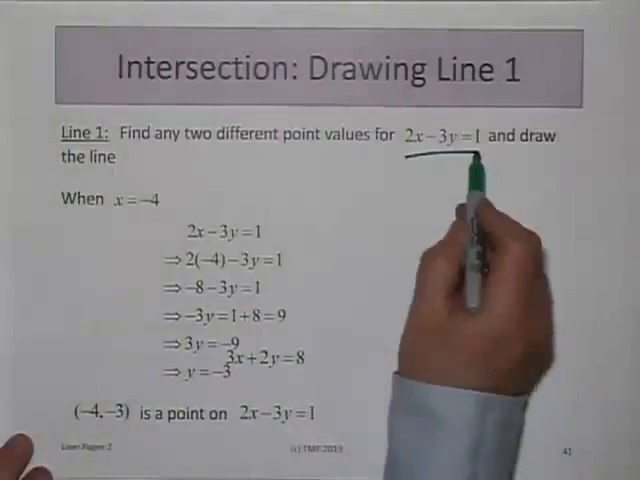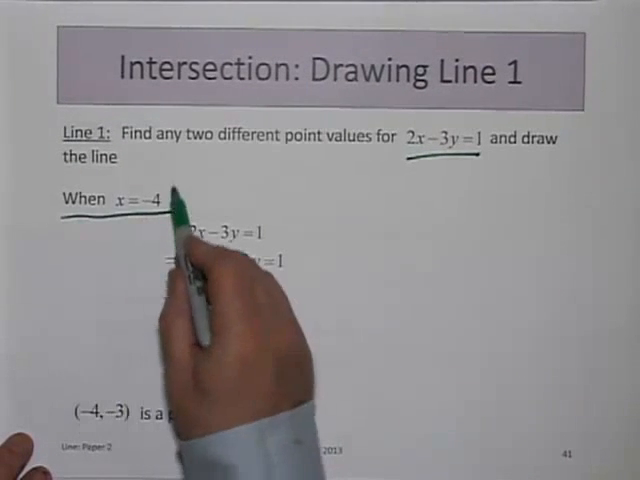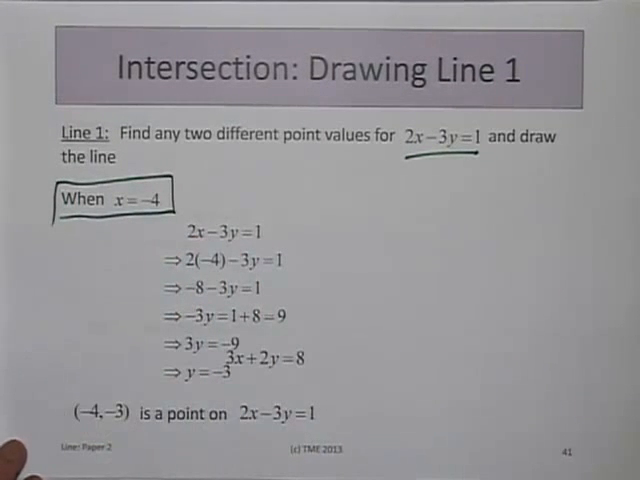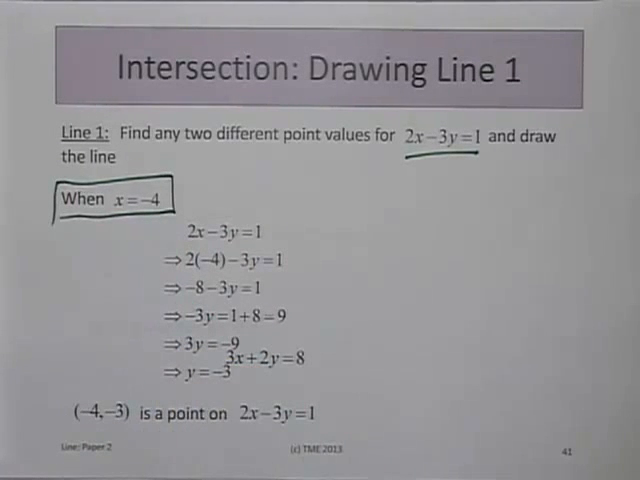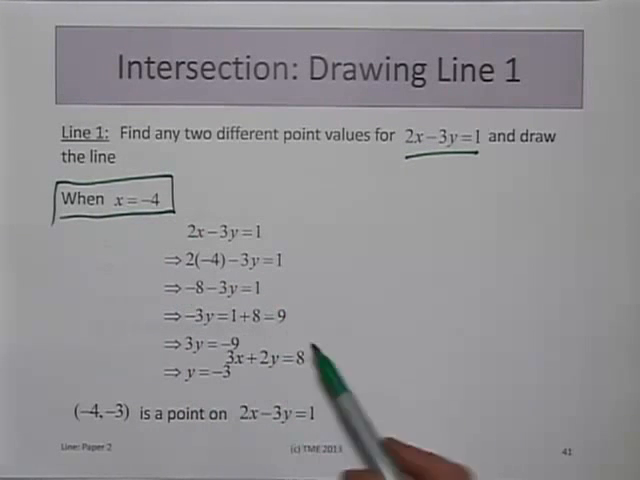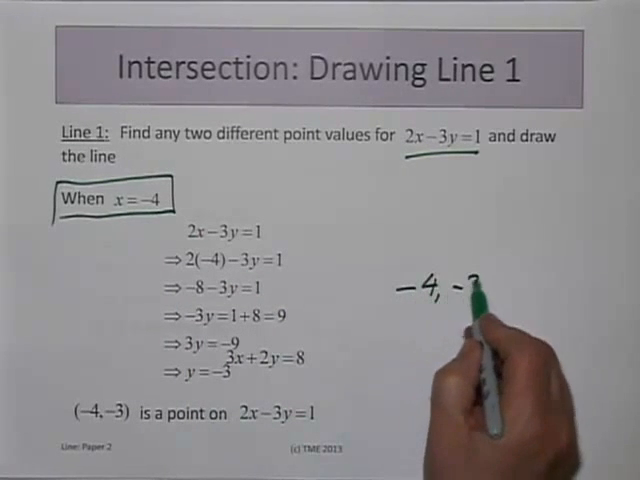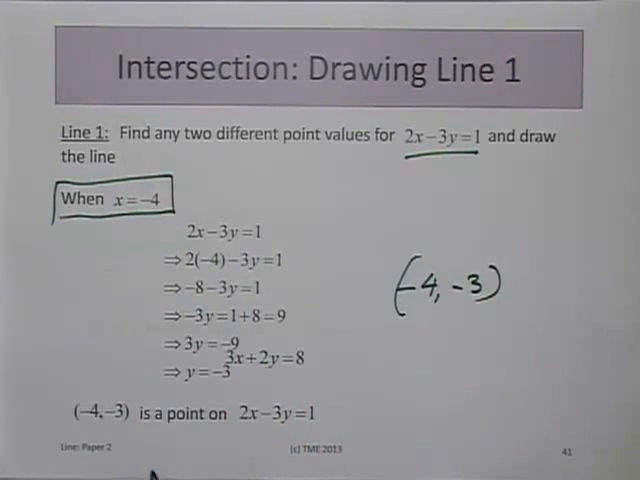Let's do this now by picking 2 points. We want to draw 2 points for 2x minus 3y is 1. I say, when x is equal to minus 4. How did I get x equal to minus 4? I didn't. I made it up. I just picked a value for x. It doesn't matter what value I get. Once I pick it, the y will be decided for me, minus 4, minus 3. I could have chosen any value for x.